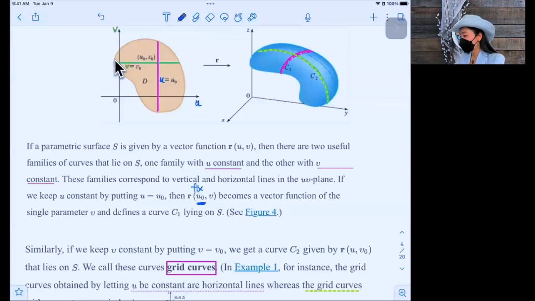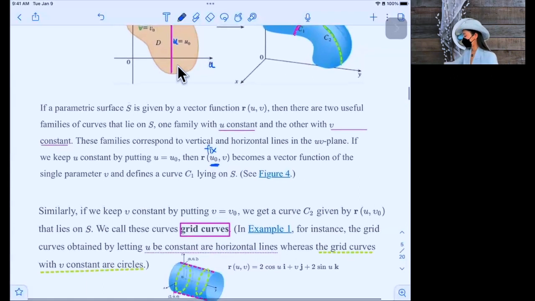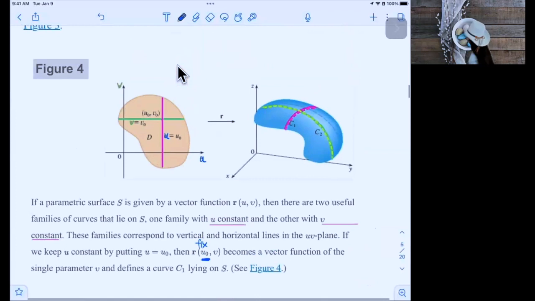Similarly, we can fix the v, we let v be constant, and we're going to have this horizontal line segment over here. And then under this vector function, what happens? Let me write it down. This vector function, remember, has u and v, right? But this time we're going to fix this one, v.